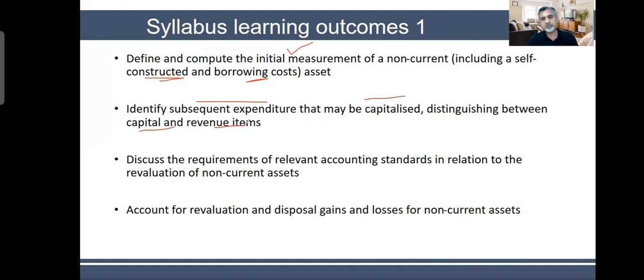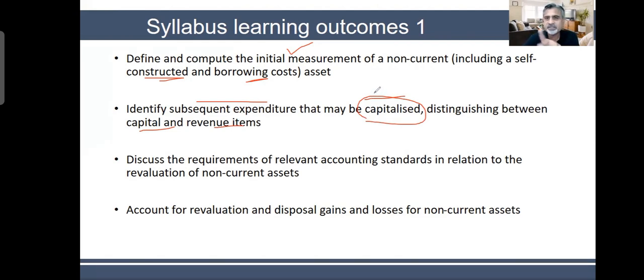So when you expect to use them for a longer period of time, definitely you need to spend some money on them after initial acquisition. Some of that expenditure would be considered repair and maintenance cost, and that should go to your operating expenses, and some of that expenditure will be capitalized. Capitalized means that it should go to the balance sheet, it should become part of the non-current asset.